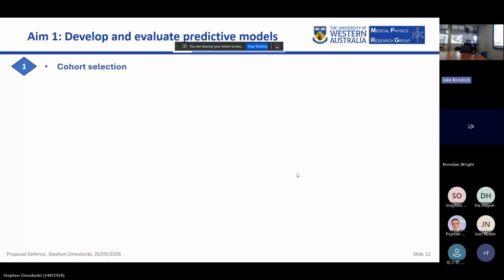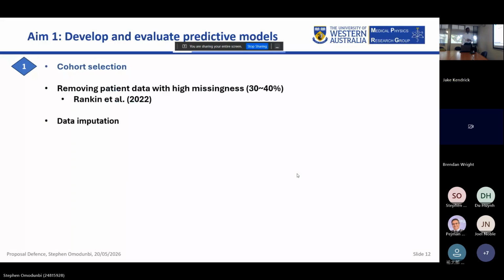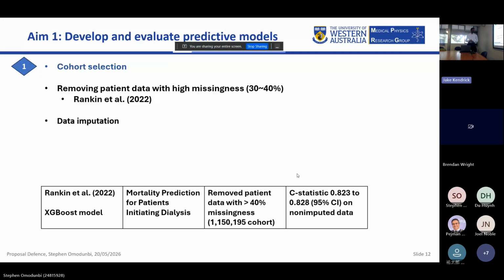So involved in aim one would be the cohort selection. There may be missingness, and we're not too sure of the extent of the missingness of the data. It's going to be entered by some patients and some clinicians. So taking a little bit of inspiration from one of the papers I've seen for mortality prediction for patients initiating dialysis, they had a patient cohort of over 1 million patients, and they removed patient data that had greater than 40% missingness, and that's the C statistic they achieved on non-imputed data. So we still might undergo some data imputation of our own, possibly using just means and medians for missing data.